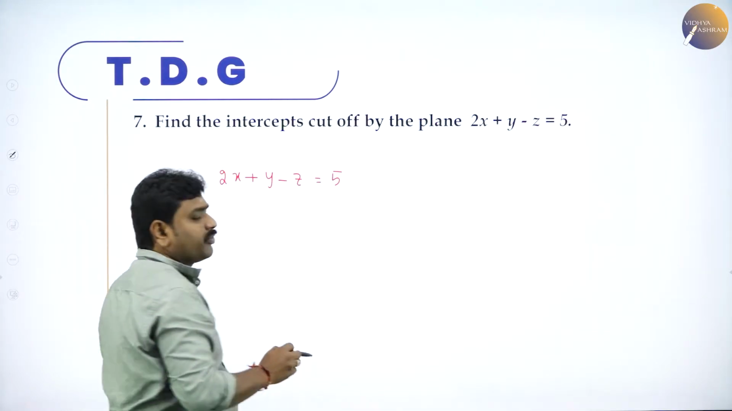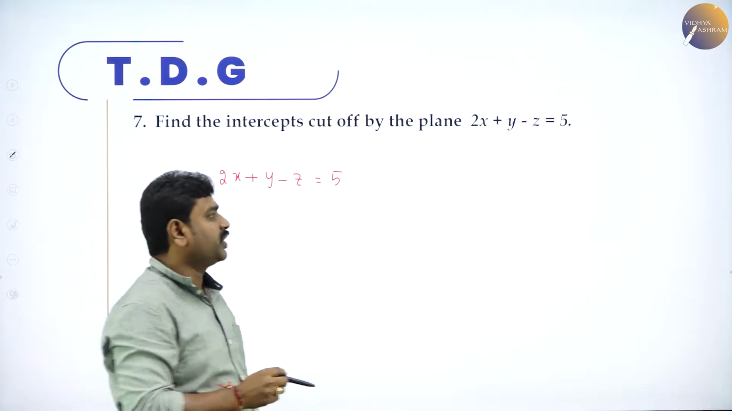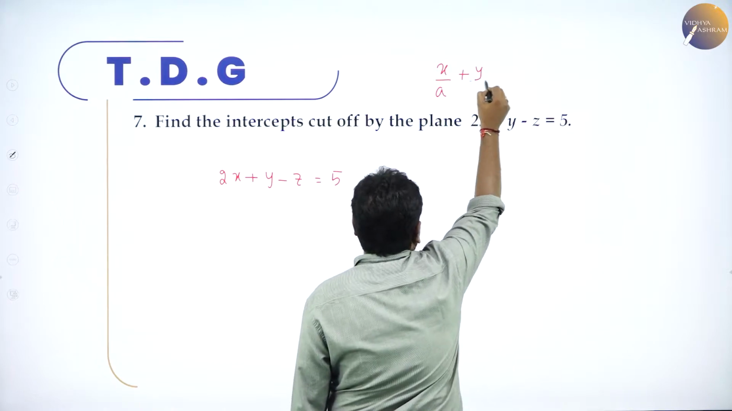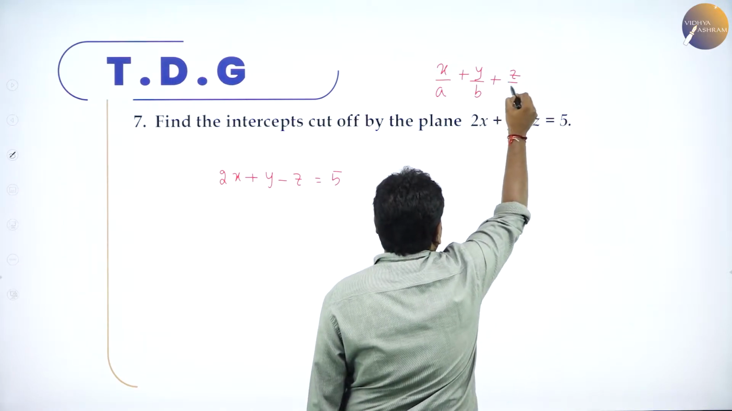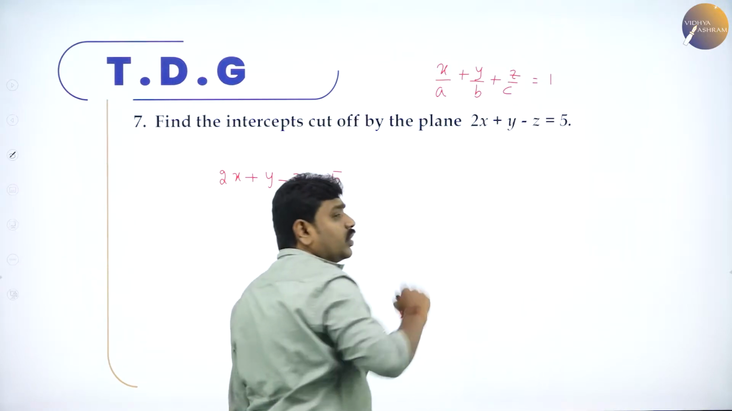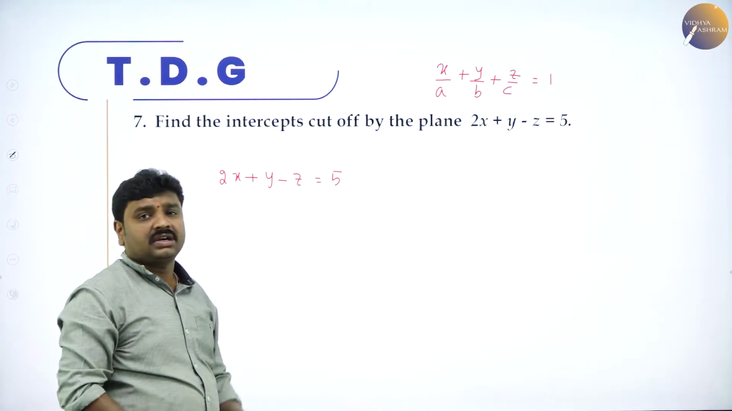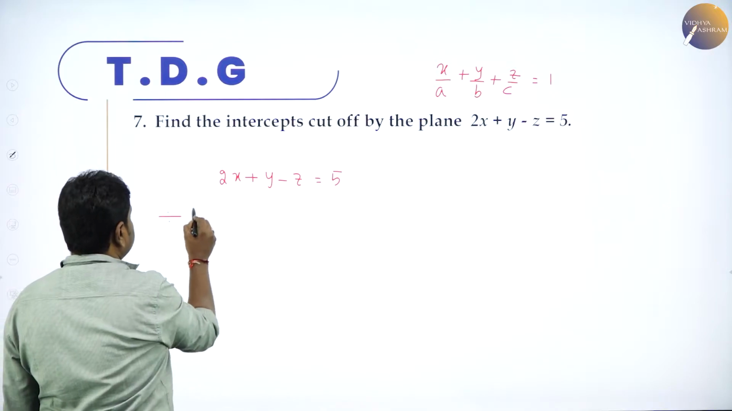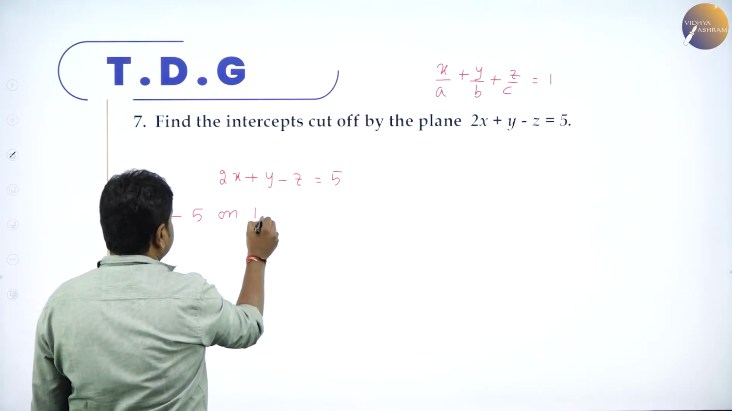Intercept form of plane, all of you know what is intercept form of plane? Intercept form of plane is x by a plus y by b plus z by c equal to what? 1. So RHS should contain 1. But what is RHS here? It is 5. So make it 1. So divide by 5 on both sides.